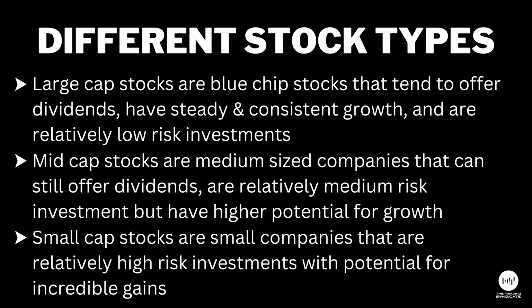There are also mid-cap stocks, which are medium-sized companies that can still pay out dividends. However, these companies are not as large nor as stable as blue chip stocks, which means that the investment is a little more risky. But what comes with more risk is a higher potential for growth. Likewise, a higher potential for loss. Finally, there are small cap stocks, which are small companies. These stocks are relatively high risk, but if a small cap company is successful, their stock price can go up drastically.